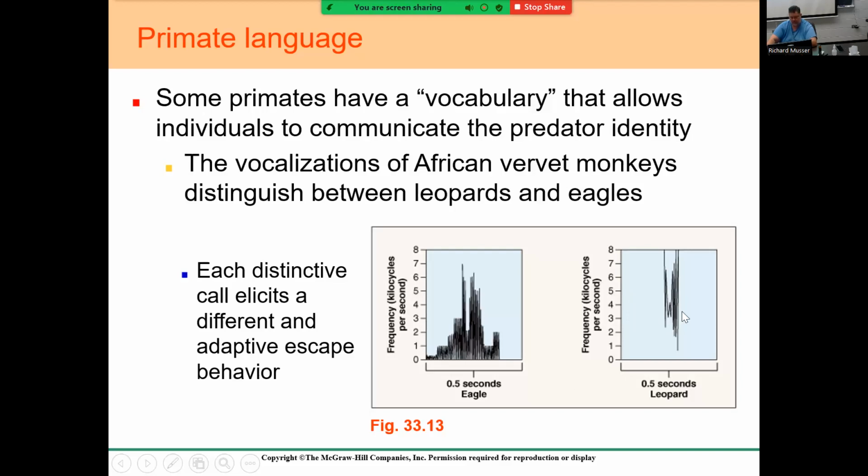Obviously it's hard for me to know what the sound is, but you kind of get an idea of what the sound might be like by looking at this frequency per second, but it might be something that'd be easier to hear on YouTube or something like that, as you can imagine. But anyway, apparently they can make different sounds, and that's good, right? Because if it's an eagle, you may want to hide in a different place than if it's a leopard.